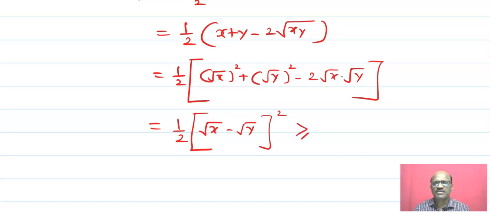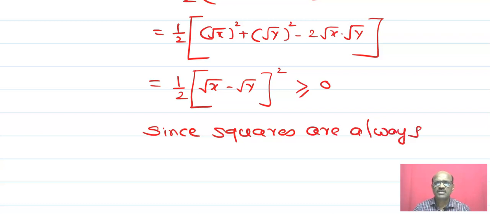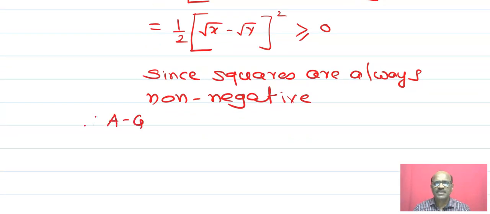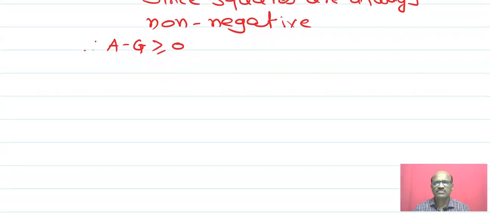Now what is happening here? This is the perfect square of (root of x minus root of y) whole square, which is positive. Since squares are always non-negative, therefore A minus G is greater than or equal to 0. Therefore, A is greater than or equal to G. This is the first one.